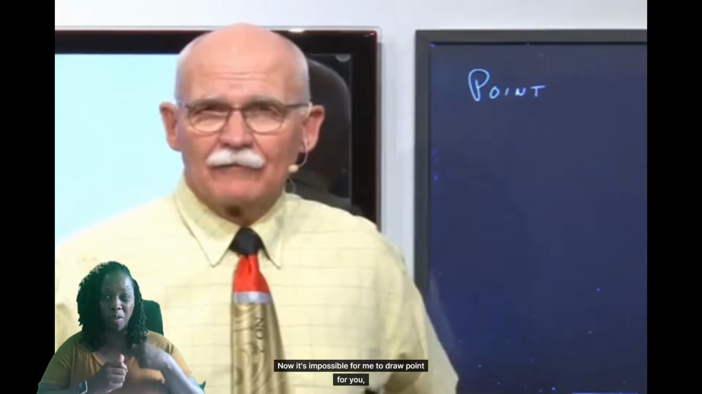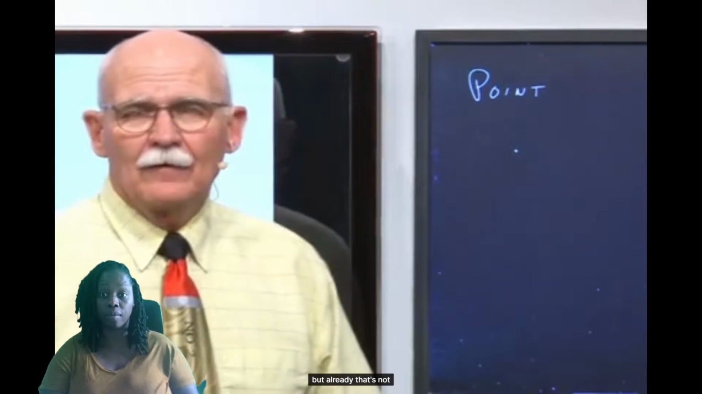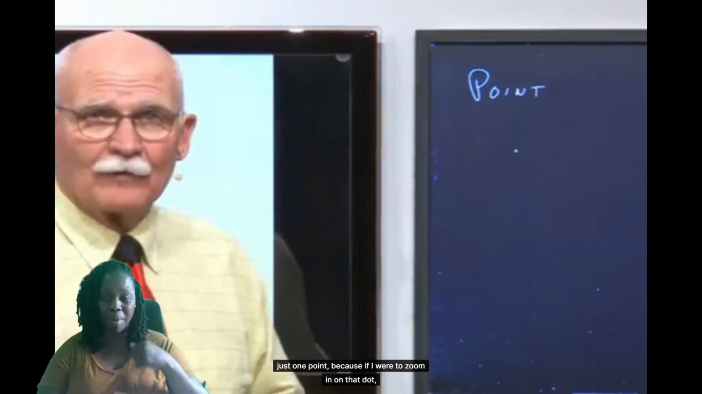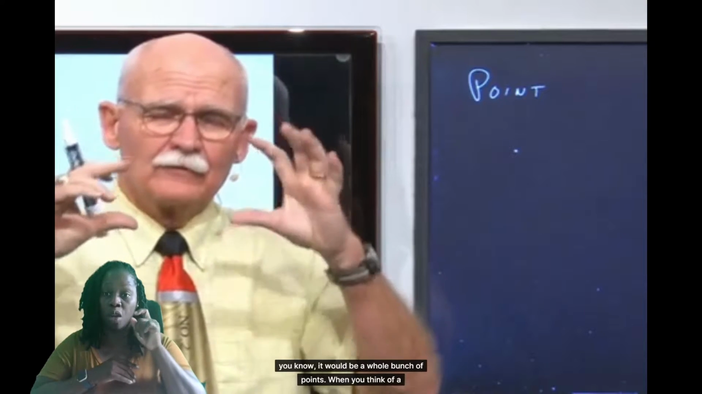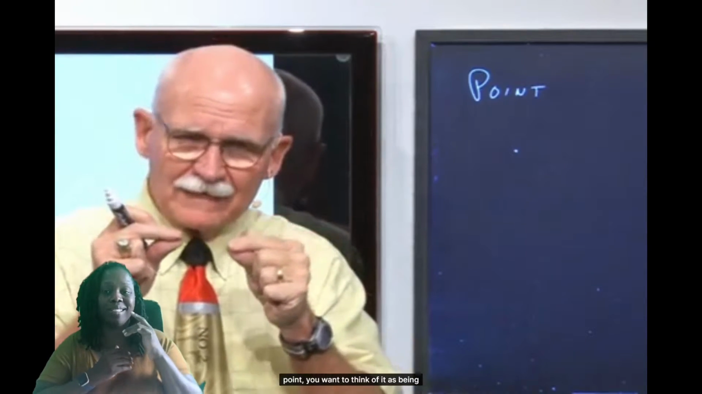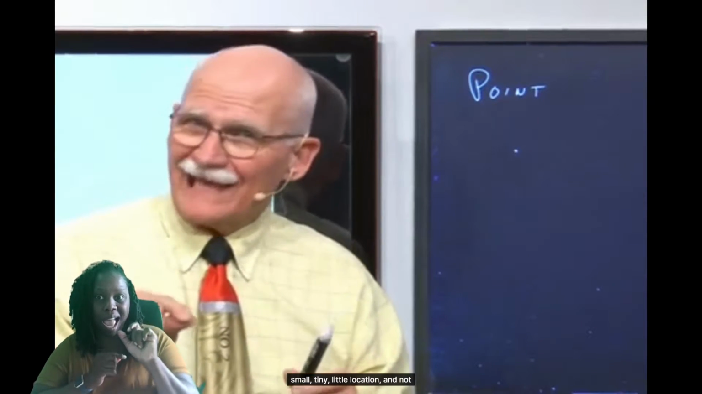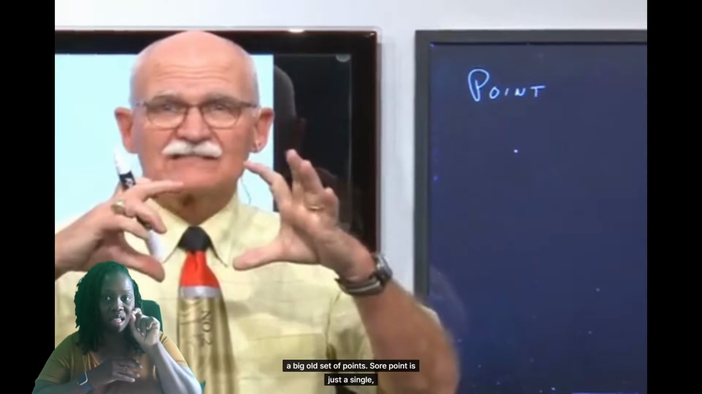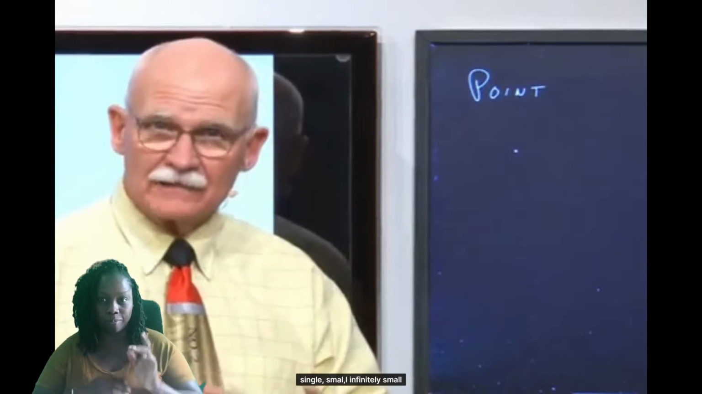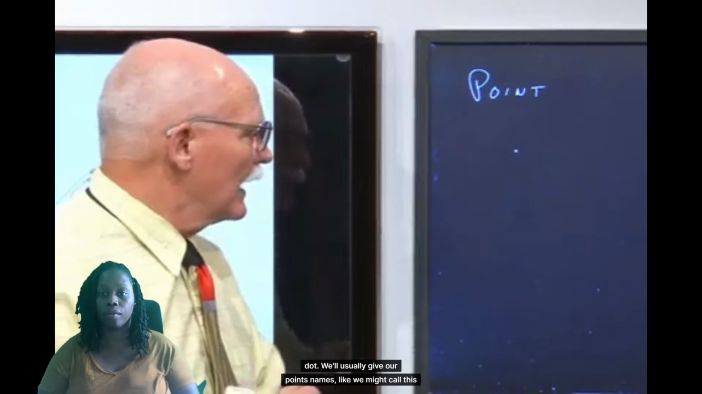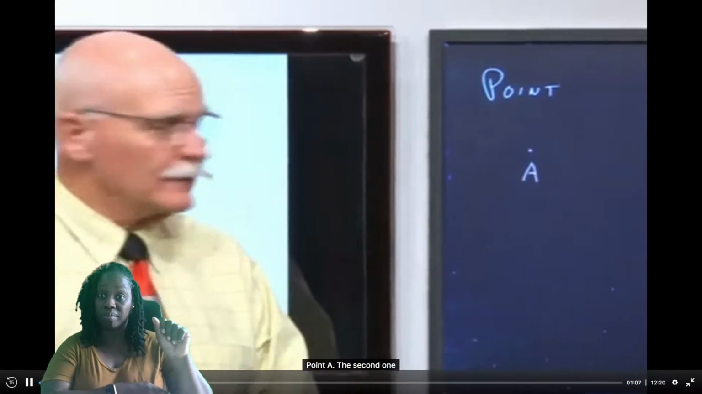Now, it's impossible for me to draw a point for you. A point looks like that, okay? But already that's not just one point, because if I were to zoom in on that dot, it would be a whole bunch of points. When you think of a point, you want to think of it as being infinitely small, just one small, tiny little location, and not a big old set of points. So a point is just a single, small, infinitely small dot, okay? And we'll usually give our points names, like we might call this point, point A, okay?